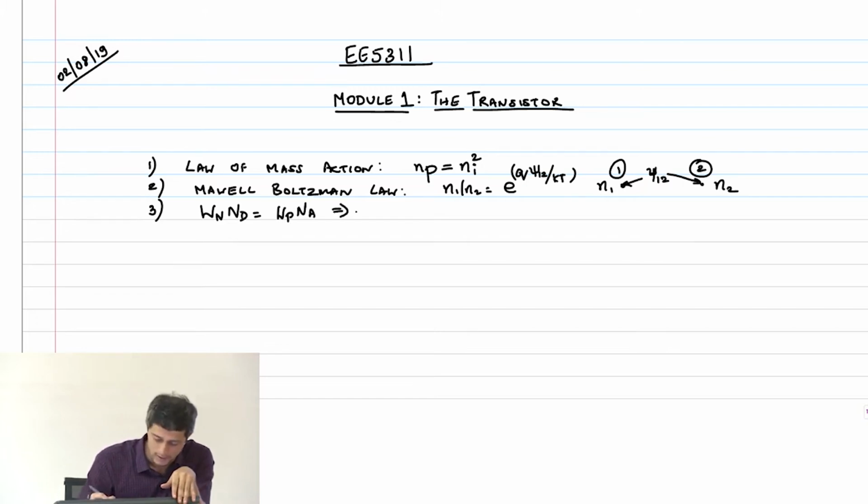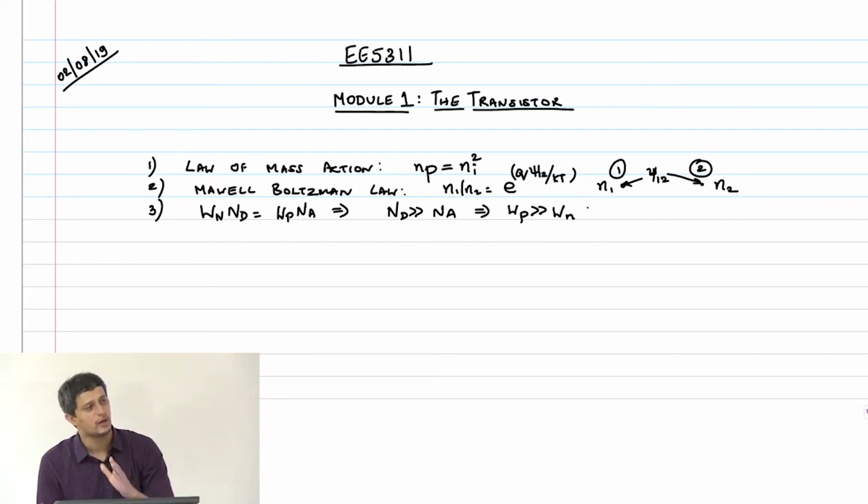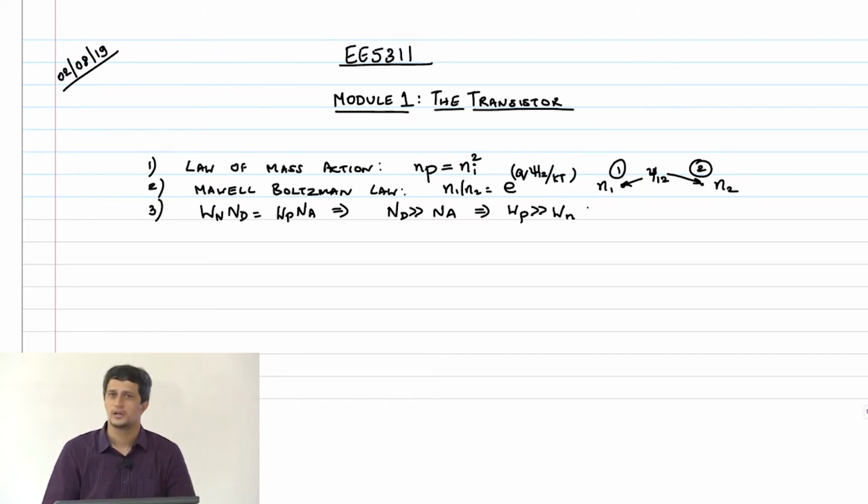Okay, what does this imply? If ND is much greater than NA, it implies that WP will be much greater than WN. The depletion region will sort of go deep into the other side, which makes sense because you have a high concentration of charges on one side. In a small distance you can get a lot of charge, whereas on the other side, to get the same number of charges, you need to go a much larger distance because the concentration is much lesser. Okay, these are the three key concepts that we needed, and this is all we will use in developing the entire theory of the MOS transistor.